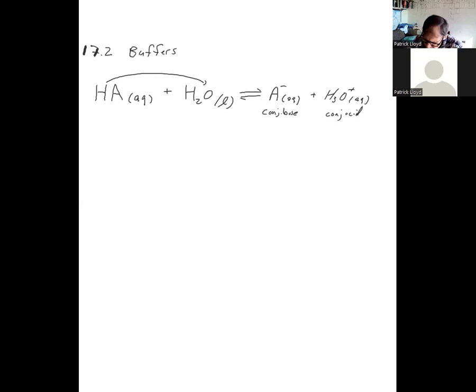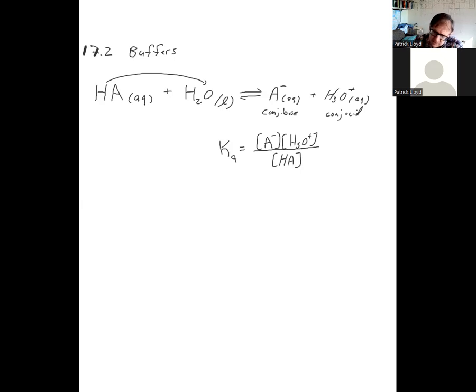Now what I'm going to do is manipulate the equilibrium expression for this. So let's write Ka for this to begin with. So we're going to do the products first. Typically people will put the hydronium first, but it doesn't really matter. Okay. So there's our expression for the equilibrium constant.